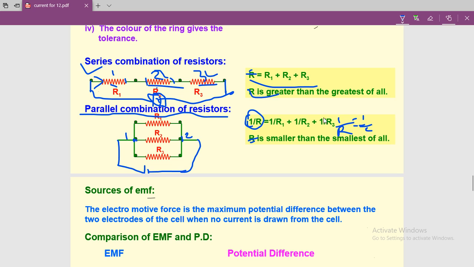Okay, it means your answer is 2, that is not 1 by 2. So this is a very important point and you have to remember this. So let me repeat once again about parallel combination.